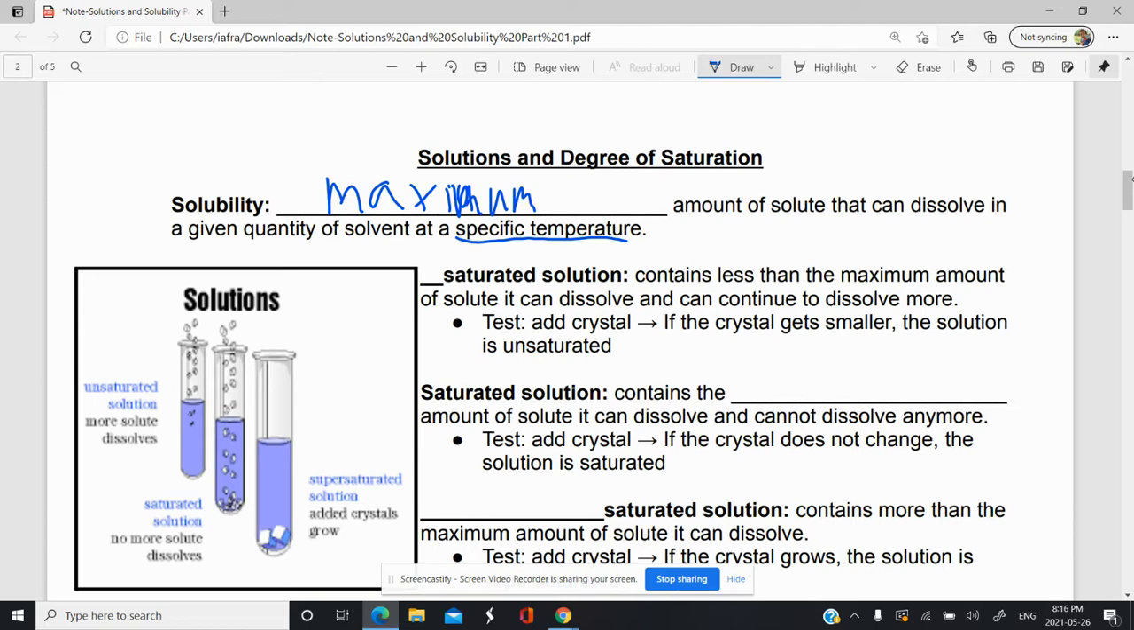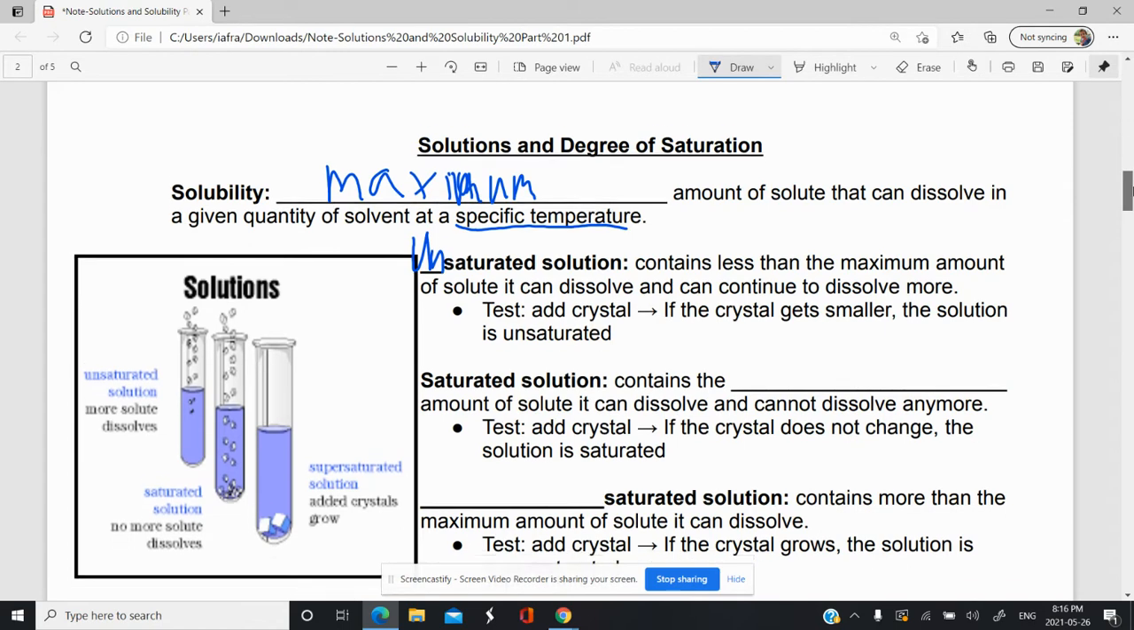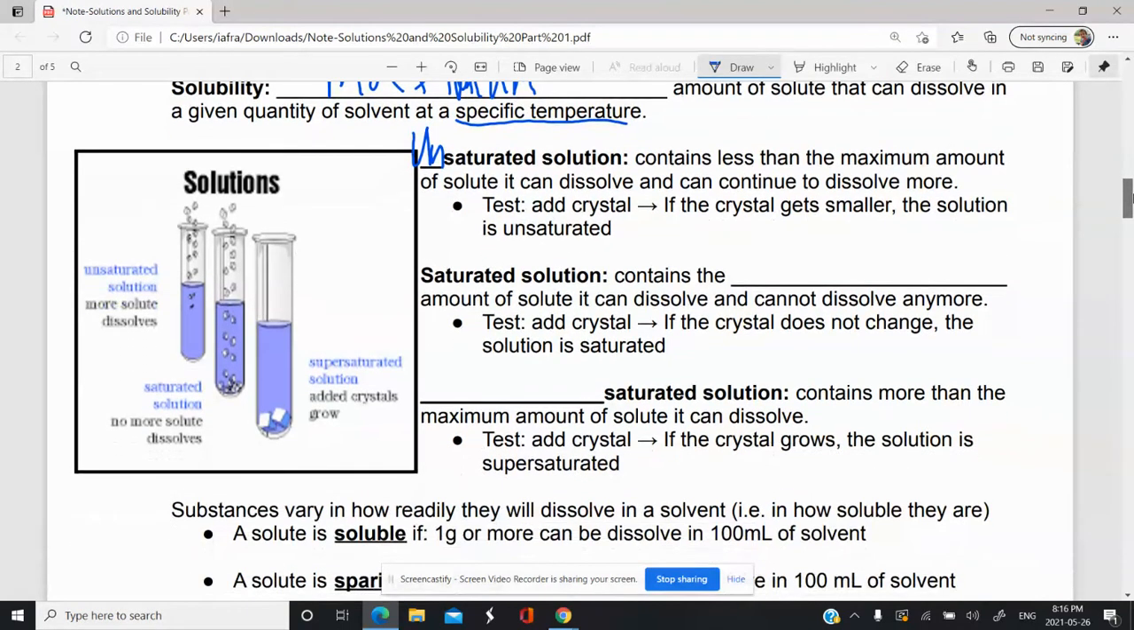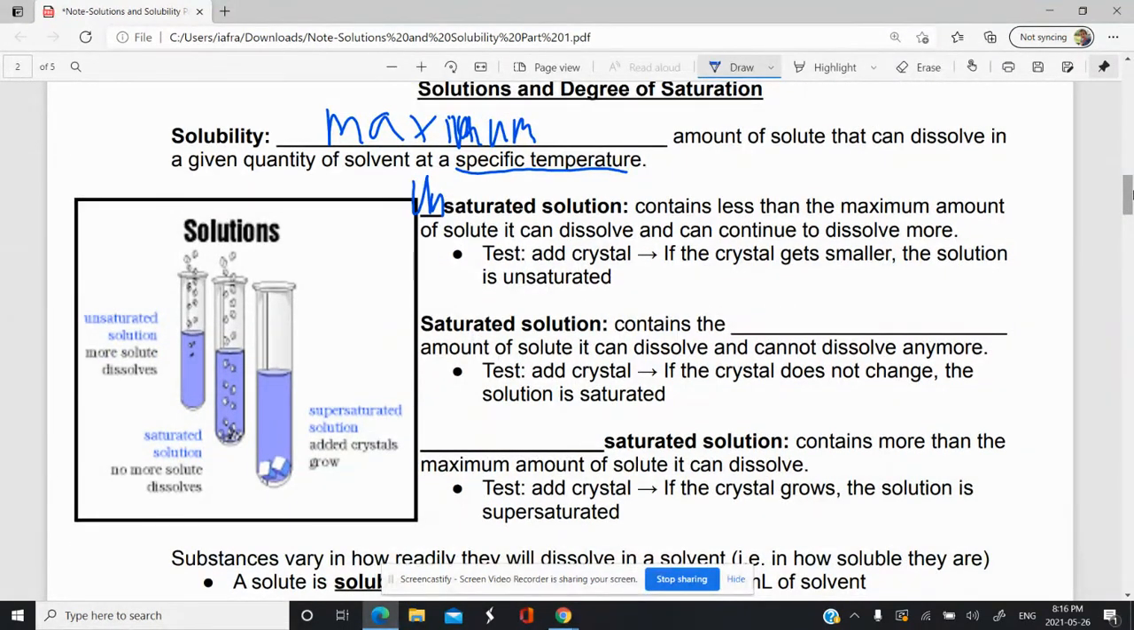So you can have an unsaturated solution where you don't have the maximum amount dissolved. And to test out an unsaturated solution, you'd add a crystal to your solution. And if the crystal gets smaller or continues to dissolve, we know it was unsaturated because you can dissolve more. So for example, if you could fit 50 grams and you only have 25 grams dissolved in there, you're unsaturated.